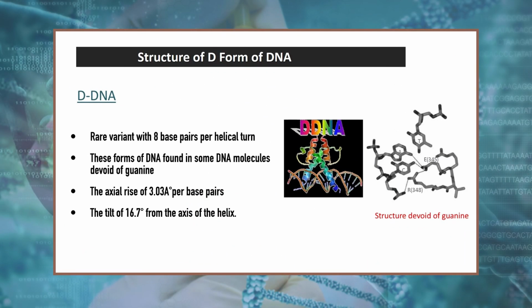Let's now discuss the D-DNA. This rare variant has only 8 base pairs per helical turn. This form of DNA is found in some DNA molecules devoid of guanine. The axial rise is 3.03 angstroms per base pair and the tilt of the helix is 16.7 degrees.